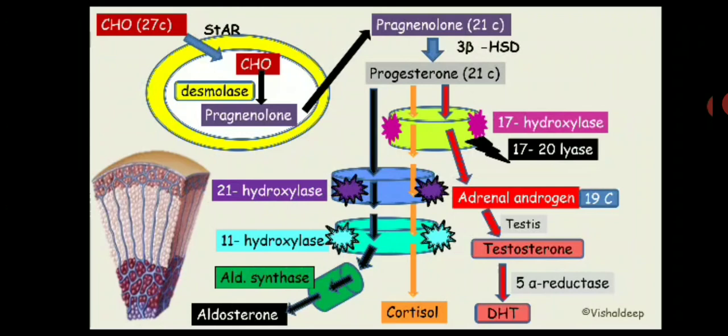Two enzymes: 3-beta hydroxysteroid dehydrogenase, that will dehydrogenate at the third carbon, and 21 hydroxylase that will add a hydroxyl group at the 21st carbon. Both these enzymes are present in the smooth endoplasmic reticulum, and all the remaining enzymes are present in the mitochondria. Got it? Now this is all about the names of the enzymes. Now what are the products they form? Let's see the names of the products.